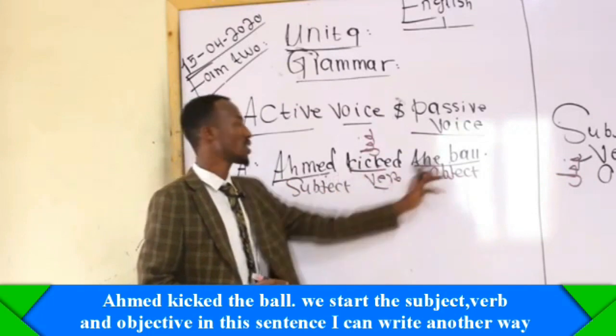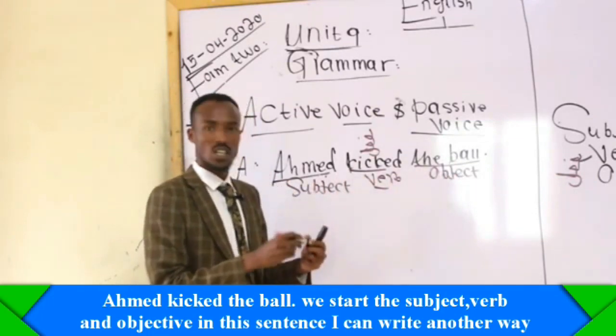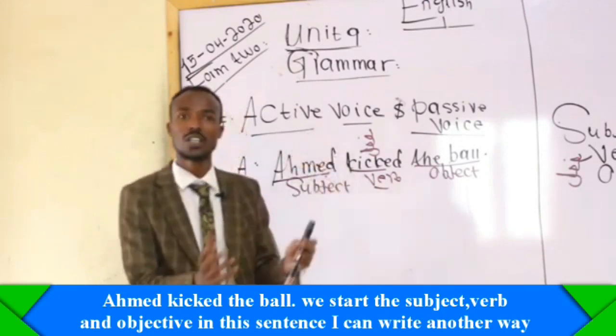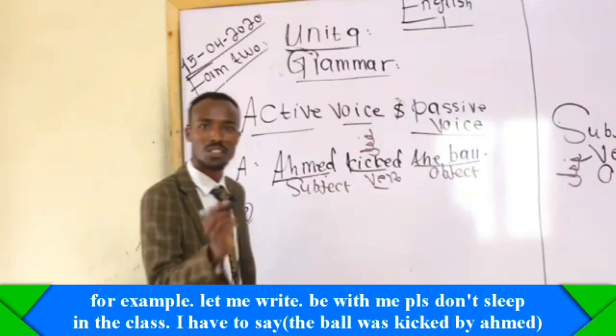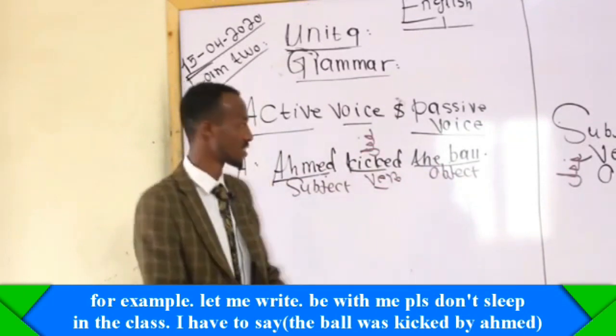Number one, Ahmed kicked the ball. We start with the subject, then the verb, and the object. In this sentence, I can write it another way. For example, let me write. Be with me please, don't sleep in class.